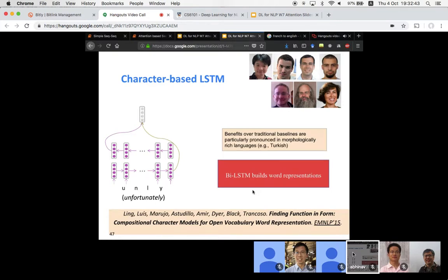Subword NMT problem. So this is another work from CMU. They do character-based LSTM. So basically, just use a bi-directional LSTM to do the word representations. So this model benefits traditional baseline, particularly in those kind of morphologically rich languages like Turkish, like maybe the Scandinavian languages.